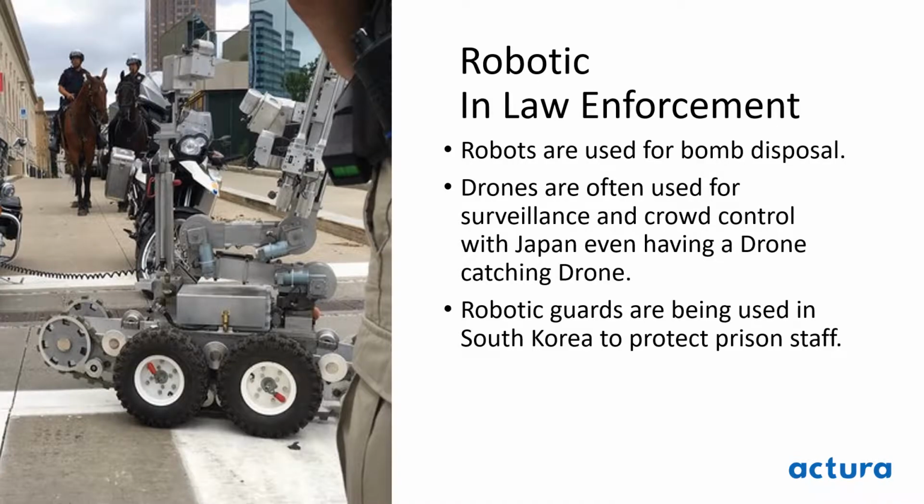While robotics in the medical industry are designed to heal, in law enforcement they are designed to prevent harm. Robotics in law enforcement is about replacing humans with artificial intelligence in high-risk situations. This includes such activities as bomb disposal, crowd control where drones are deployed, and some prisons are even employing robotic security guards to minimize risk to staff.